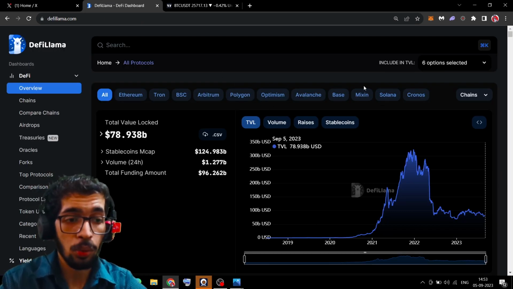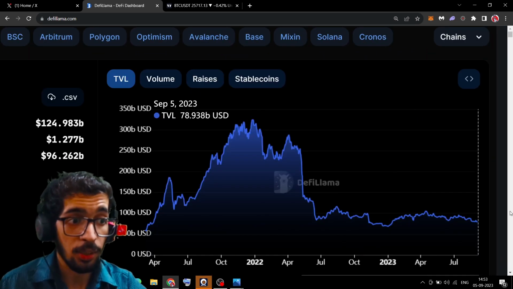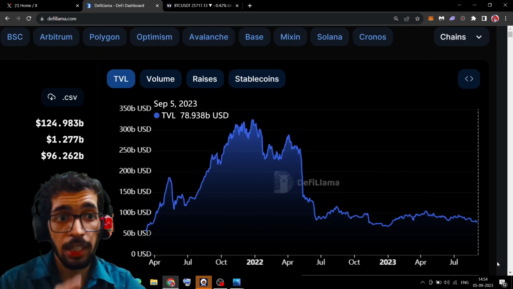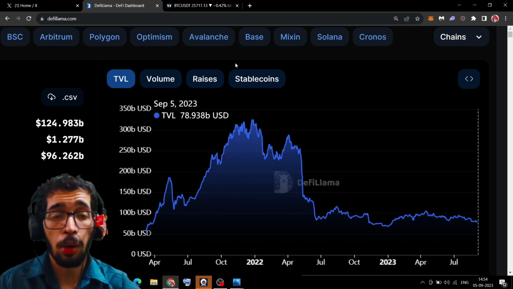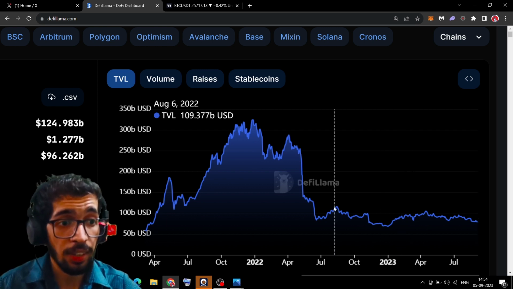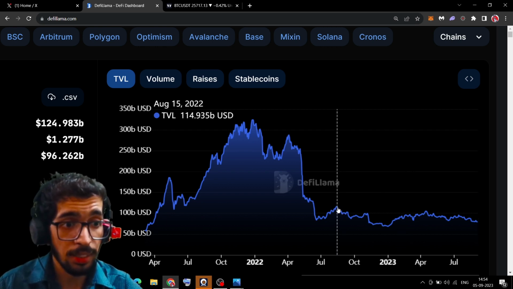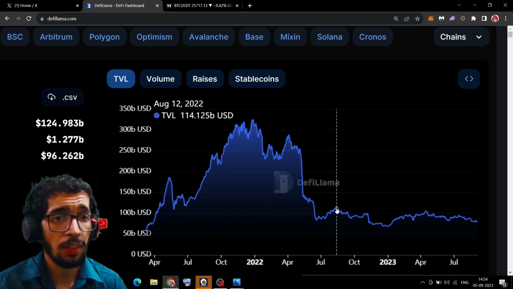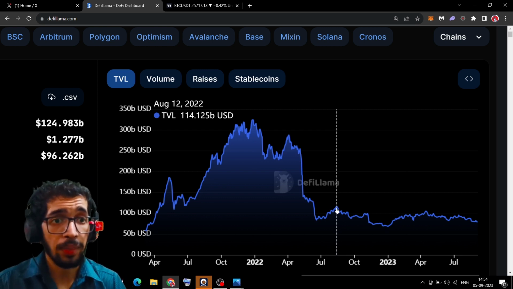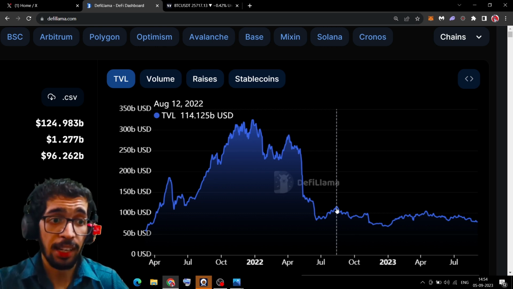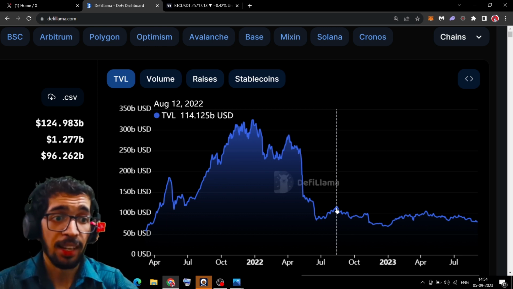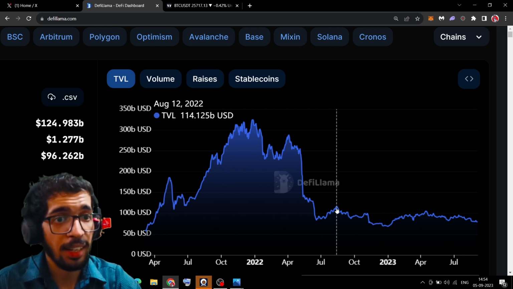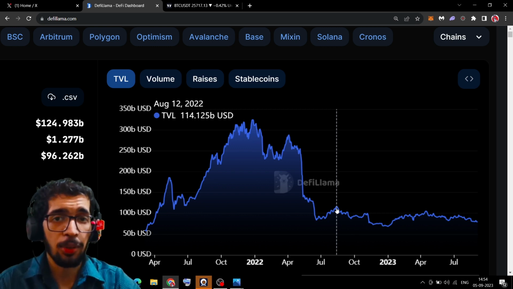Now let me zoom in closely so y'all can see. Right now the TVL of the full market is around 78 billion, it's written over there. More probably, when the TVL starts to rise above this, which is around 114 billion, once the TVL goes above that, we know that it's more probably a bull run and it's more likely going to come.